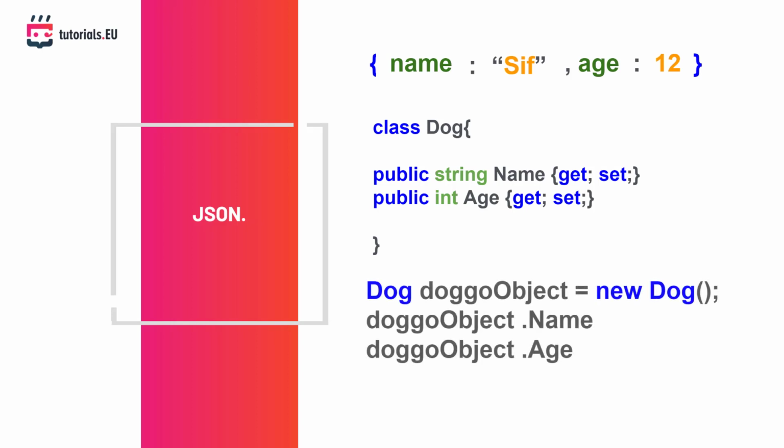Then we convert this JSON object or string into an object that we can deal with as with any C# objects. But how do we convert JSON to C# objects and vice versa? Well, for that we use the concept of serialization and deserialization.